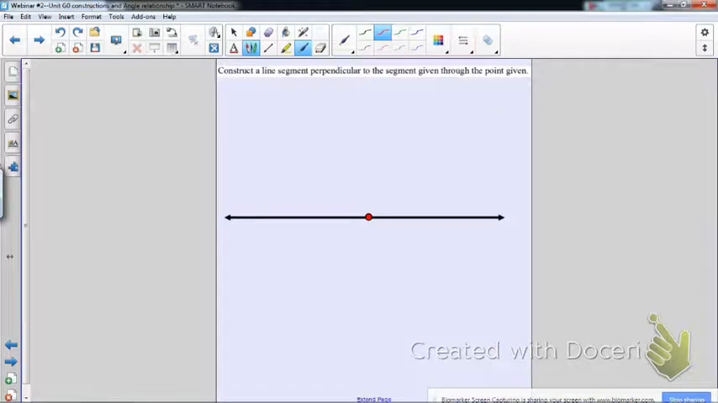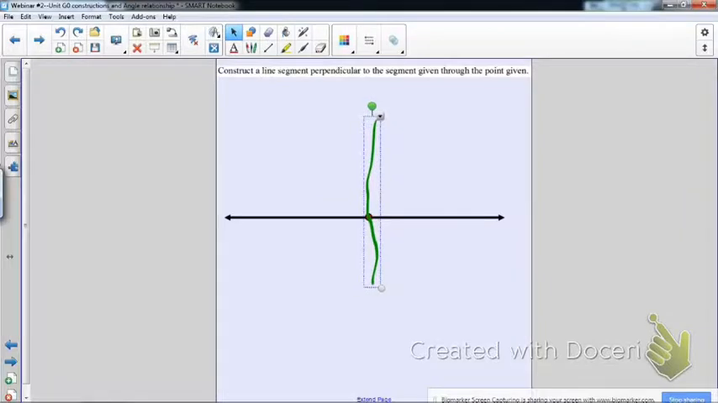Construct a line segment perpendicular to this. So remember what the word perpendicular means, right? You're going to create a new line and it's going to pass through this point. Let me move this really quick. It's going to actually pass through this point, and in passing through this new point, it's going to create 90 degrees. Remember that, right? How do we do that?